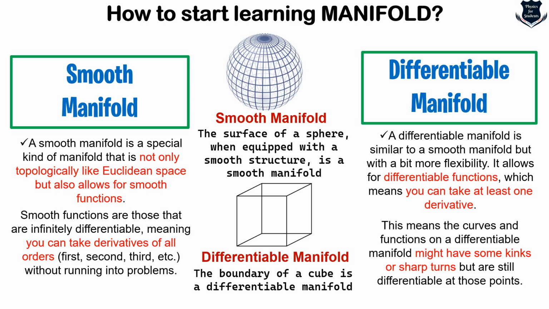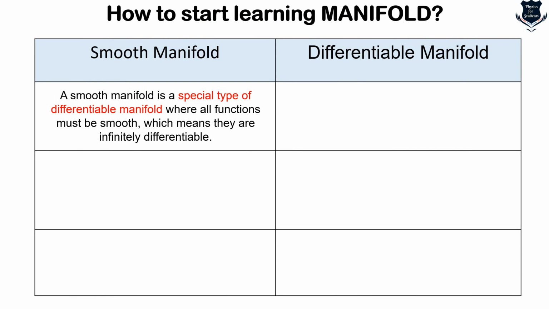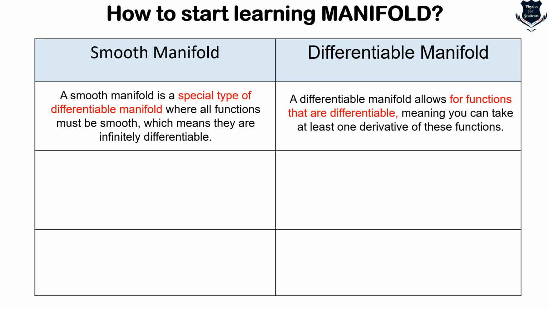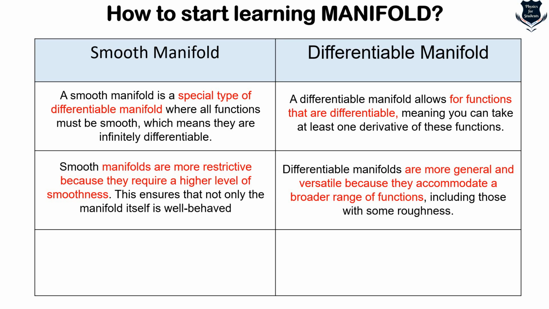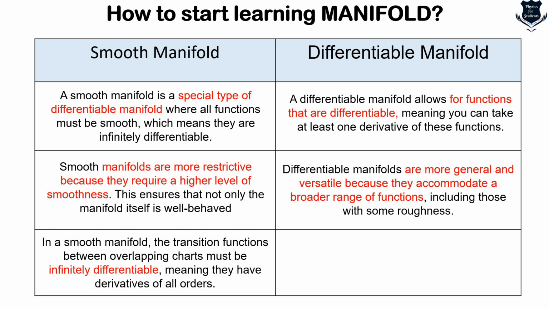So when you start reading a text or studying the concept of manifolds deeply, you should first start with the concept of a smooth manifold. Here is a kind of tabular structure to understand the difference between smooth and differential manifolds. A smooth manifold is a special type of differential manifold where all functions must be smooth, which means they are infinitely differentiable. But a differential manifold allows for functions that are merely differentiable. Smooth manifolds are more restrictive because they require a higher level of smoothness. Differential manifolds are more general and versatile in nature. They can have a sharp turn, they can be smooth, etc.